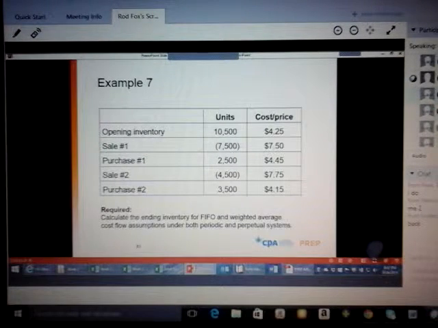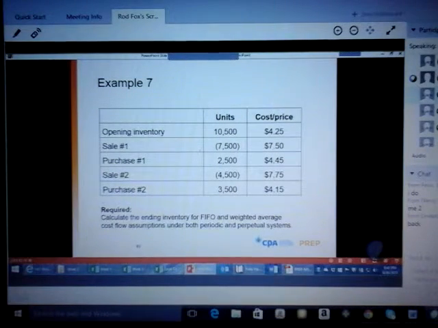So I'm going to use Excel to go over this problem with you guys. And this is the same example that we're going to use. And we're going to do FIFO under periodic and perpetual system. And then we're going to do weighted average under periodic and perpetual system.